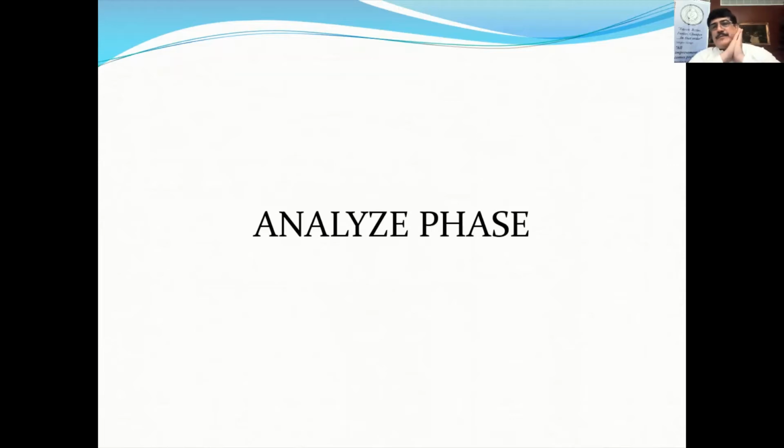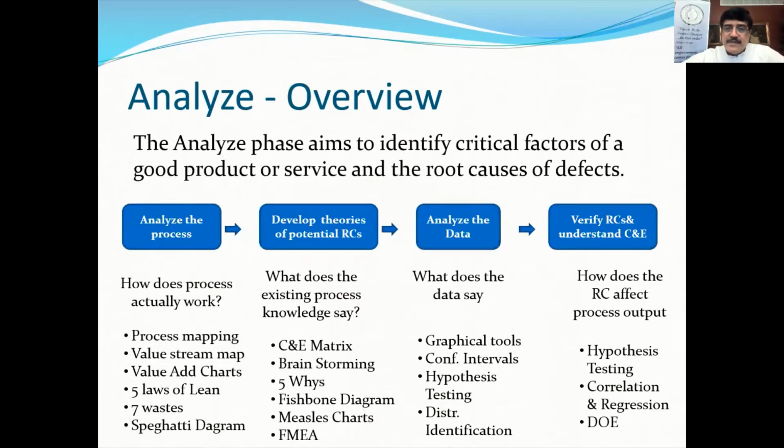All right. So we finished the define phase. We finished the measure phase. So what's the next one? Analyze. So it's the DMAIC process. It's define, measure, analyze, improve, control. So the next phase is the analyze phase.